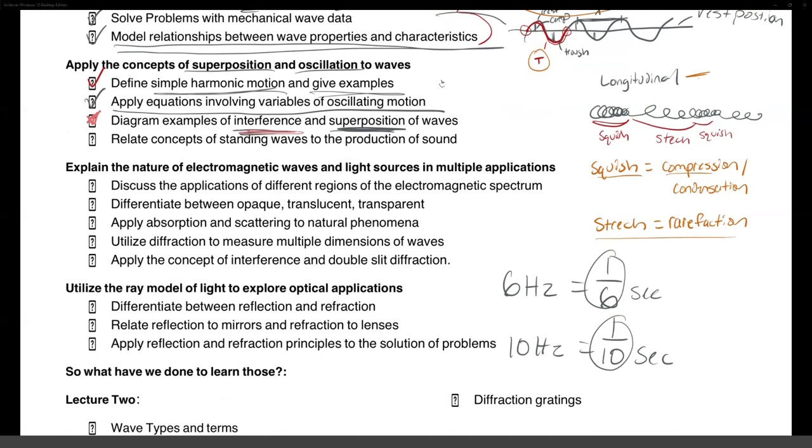So now let's relate concepts of standing waves to the production of sound. This is where we'll get into how the human ear works. Maybe I'll touch on some of that in case it's on the test, and we'll get into how sound waves work a little bit more. So, backtracking a little bit: the human ear. I mean, this is a chemistry exam. I can't see her really testing us on the anatomy of the human ear.